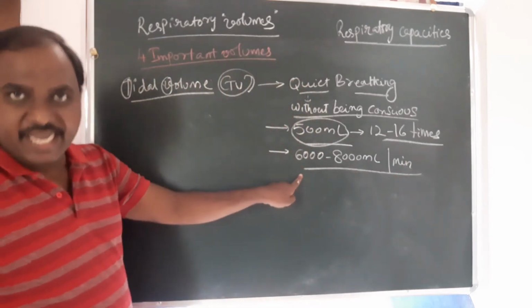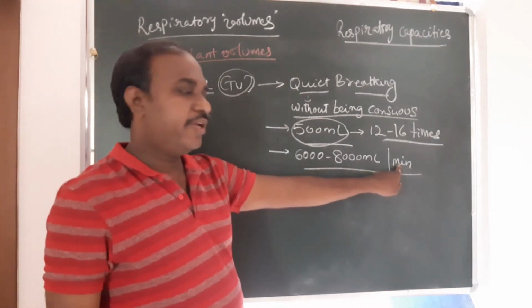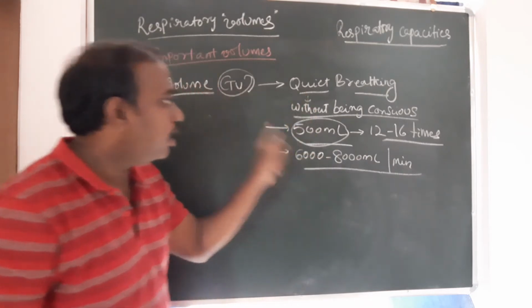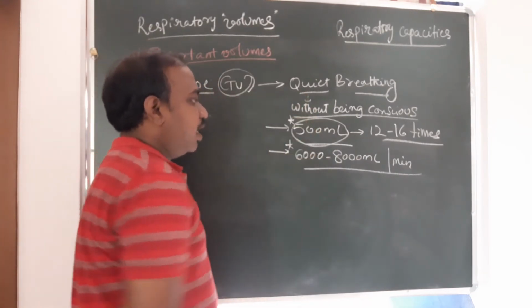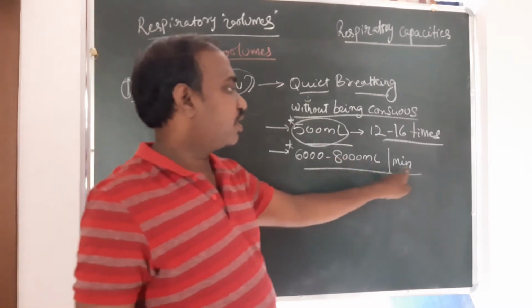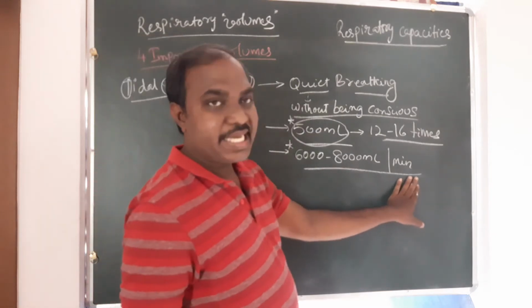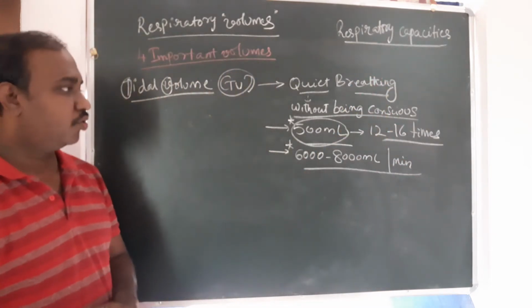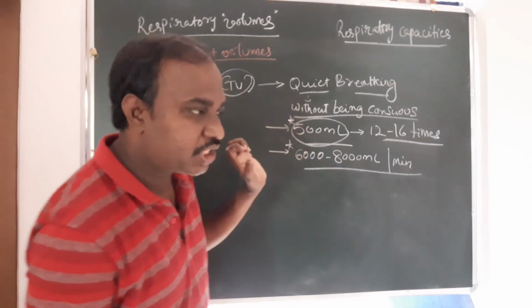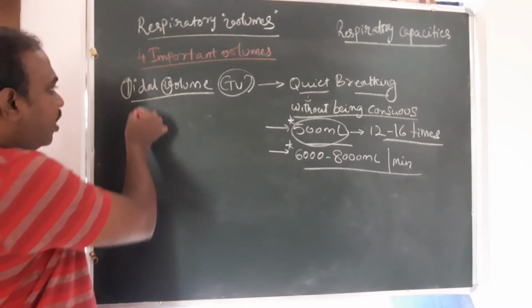This much of the air is accommodated in the lungs per minute. This much of the air in tidal value, very important. So the tidal volume is 500 ml, and 6000 to 8000 ml of air is accommodated in the lungs per minute during quiet breathing. Does it change? Obviously, it will change.